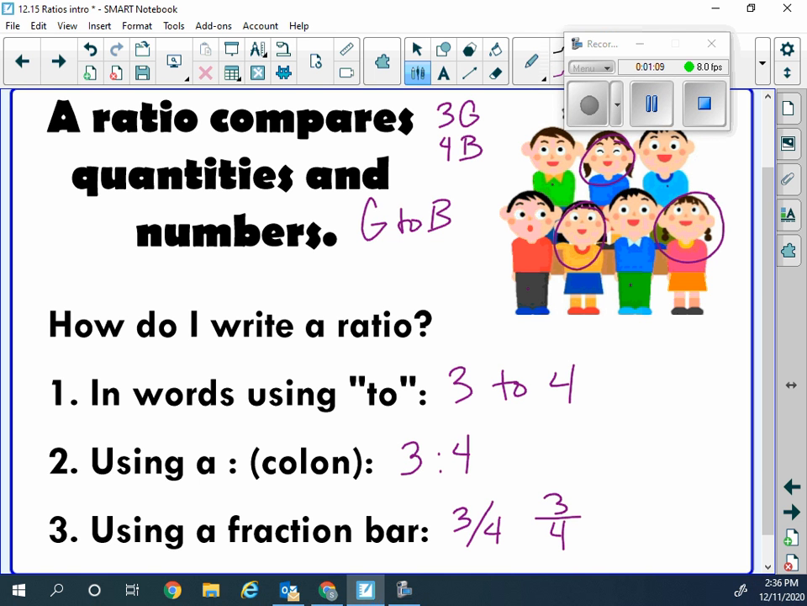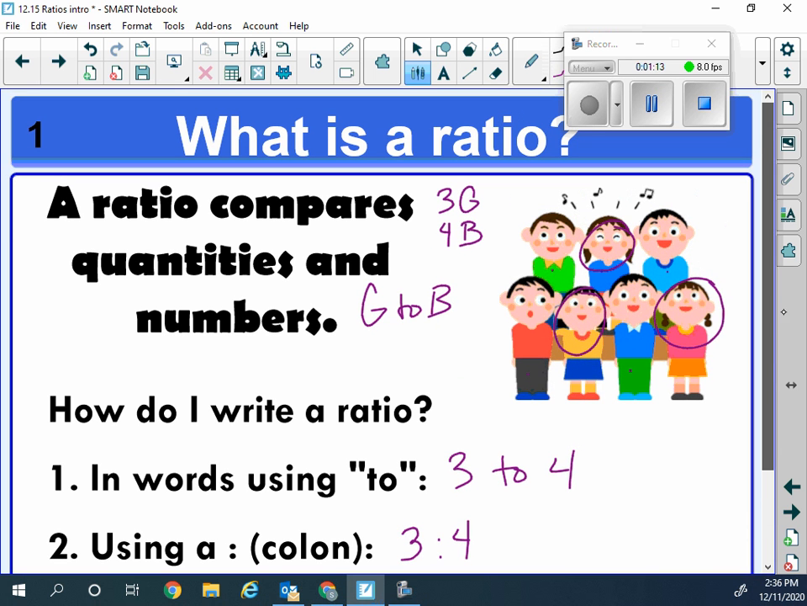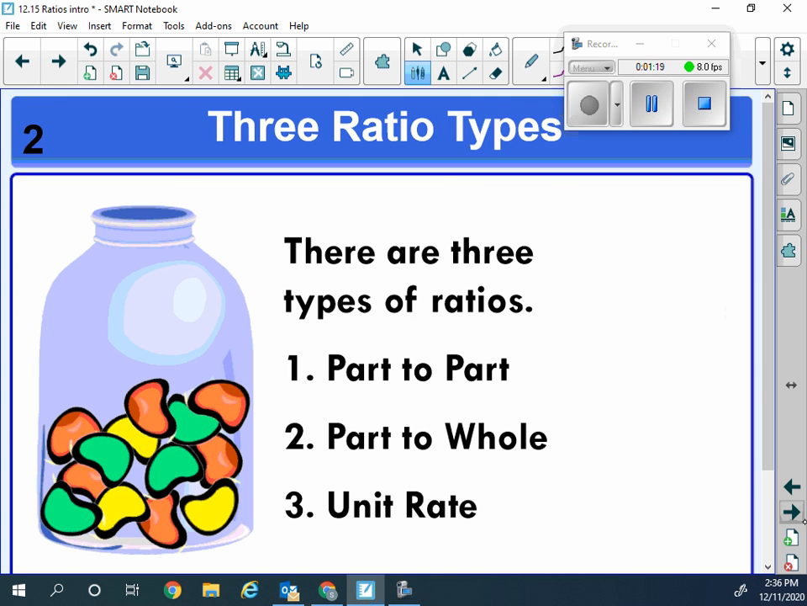Make sure you're taking notes in each of the little boxes, okay? So this is slide 1. You can see the slide number up in the corner, okay? Slide 2. There are 3 types of ratios, okay? Part to part, part to whole, and then unit rate. Today, we're going to be focusing on part to part. So like in the previous example, boys to girls. All right?